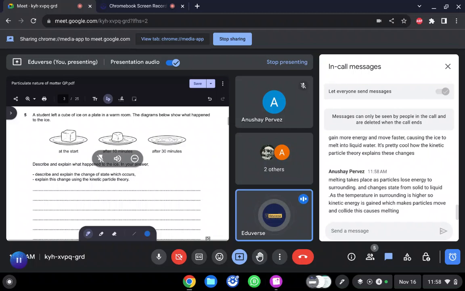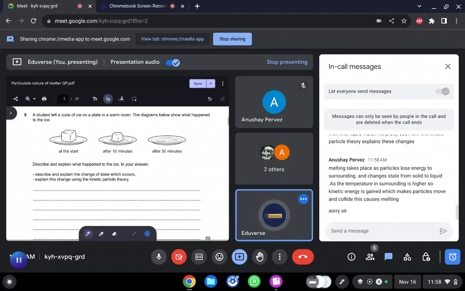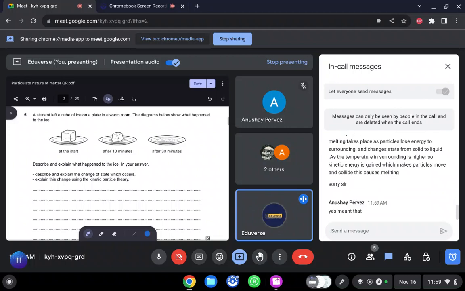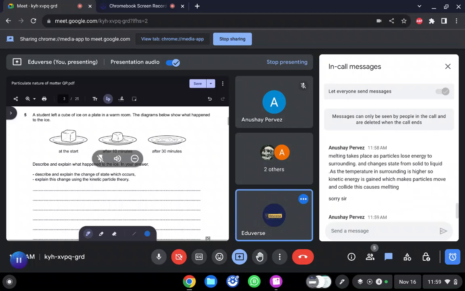As per Anushe, melting takes place as particles lose energy. Hmm, as particles gain energy, Anushe. If they are losing energy, it means it is the conversion from liquid to solid. Okay, accepted, no problem, so it has gained energy from the surrounding, from solid to liquid. But if you write this, you will lose your marks.